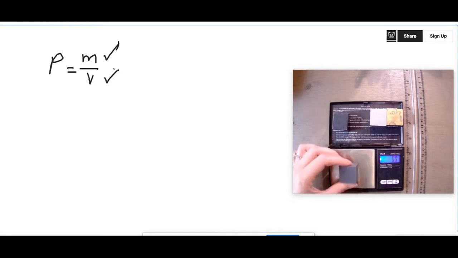So I'll start here with this. My scale is zeroed. I'm going to go ahead and place the cube on the scale, and I can see that it gives me a mass of 21.7. So we will go ahead and call this cube 1.